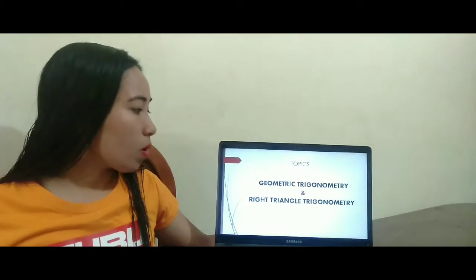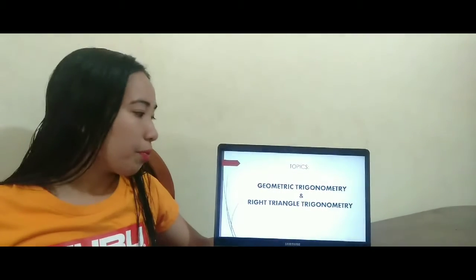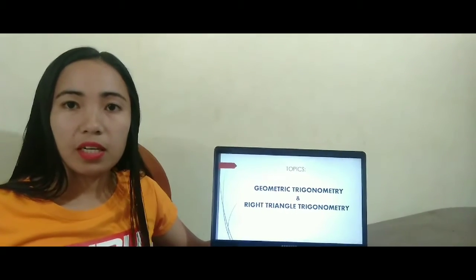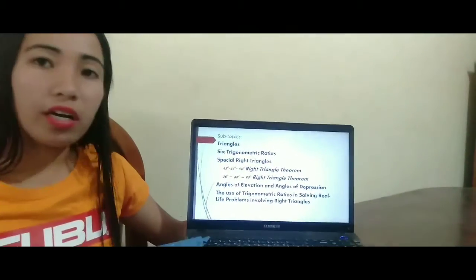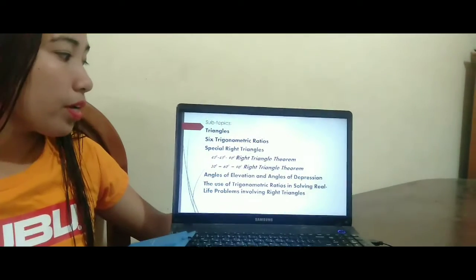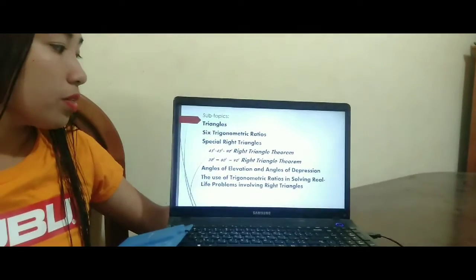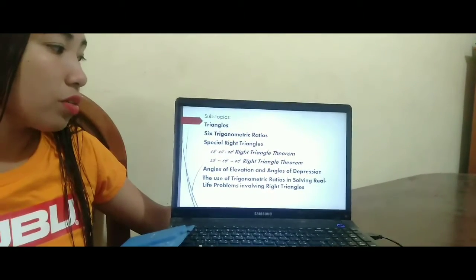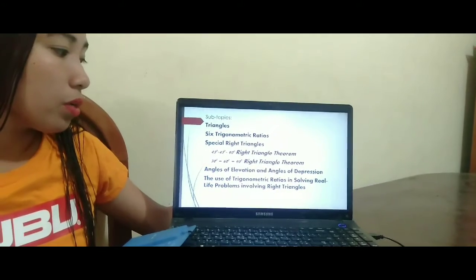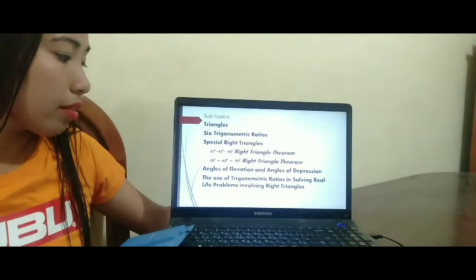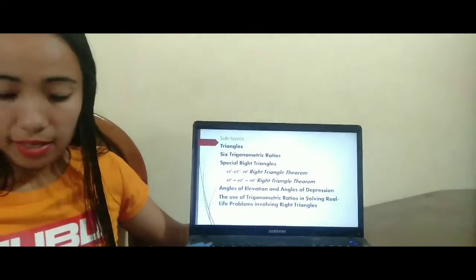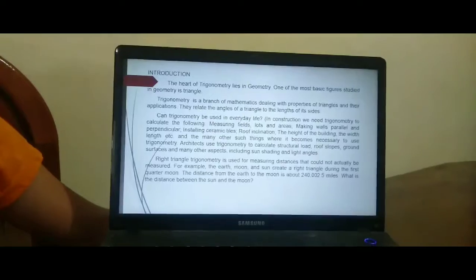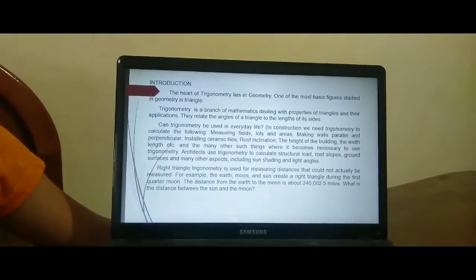My assigned topics are geometric trigonometry and right triangle trigonometry. Those topics have subtopics including triangles, the 6 trigonometric ratios, special right triangles, angles of elevation and angles of depression, and the use of trigonometric ratios in solving real-life problems involving right triangles. Before that, this is the introduction, or background, about trigonometry and geometric trigonometry.